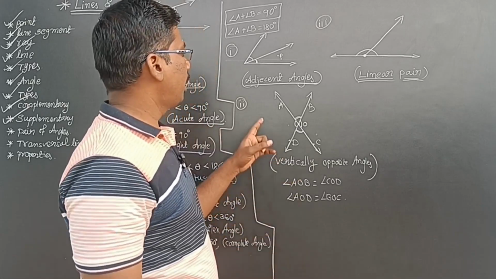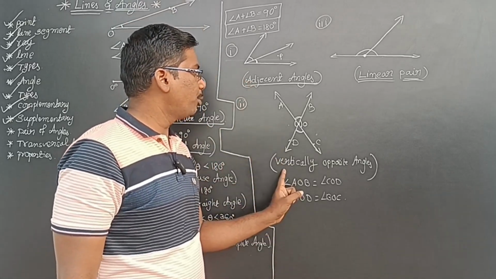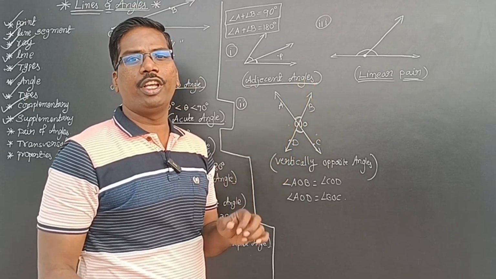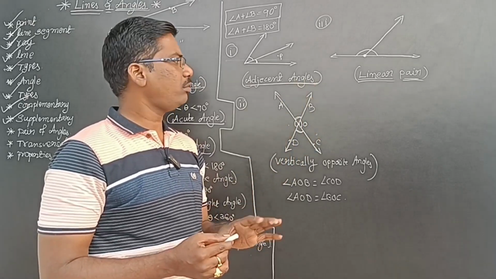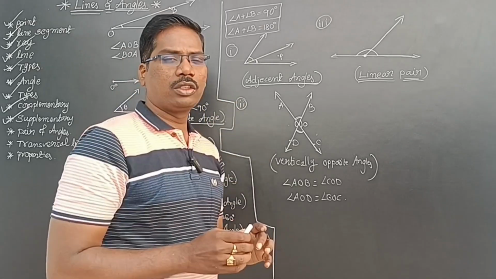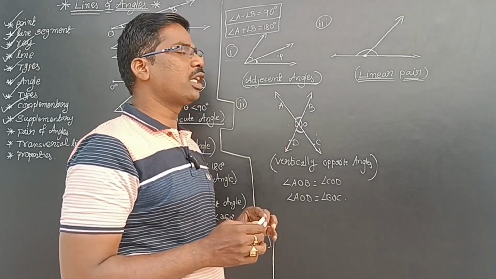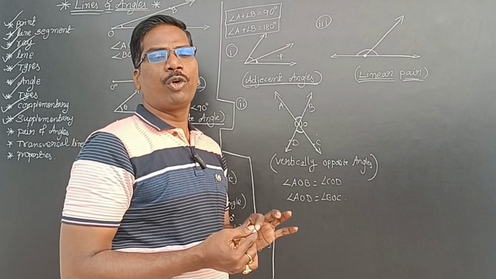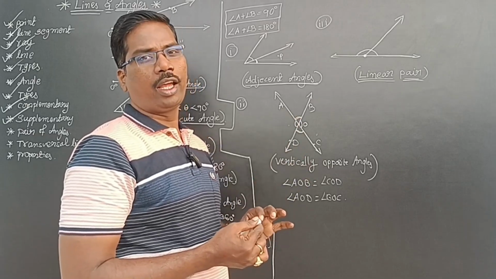Here, adjacent angles, vertically opposite angles, linear pair. So these are the most very important pairs of angles in this chapter. Those are adjacent angles, vertically opposite angles and linear pair.